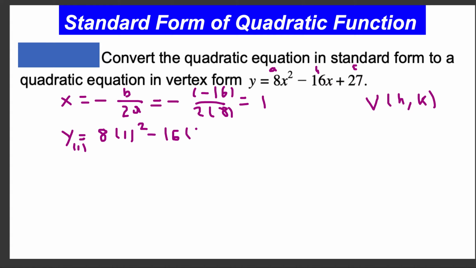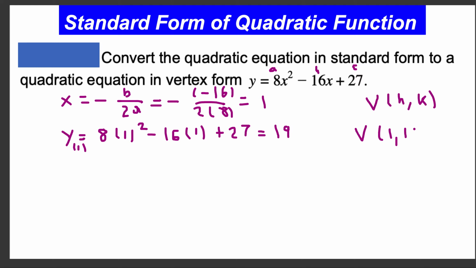8 times 1 squared minus 16 times 1 plus 27. What is this going to be equal to? 1 squared is 1, times 8 is 8. Minus 16 times 1 is minus 16. 8 minus 16 is minus 8. Minus 8 plus 27 is 19. So we already got the vertex. The vertex is (1, 19).